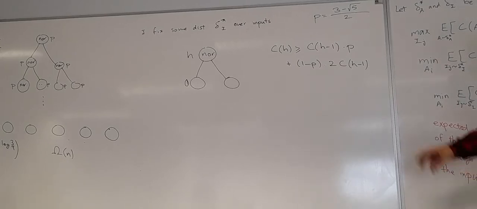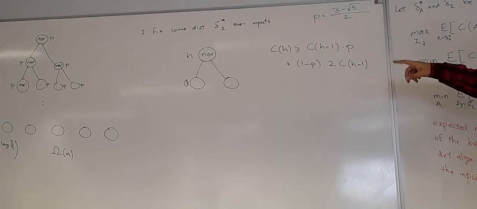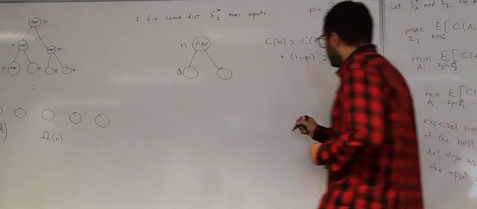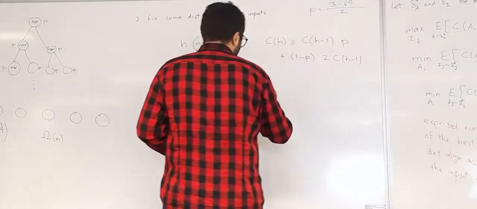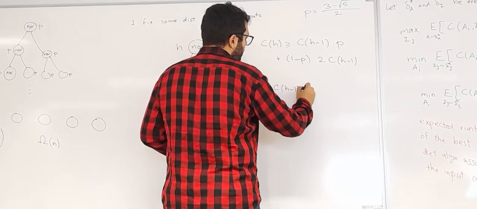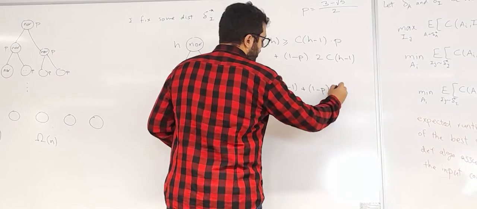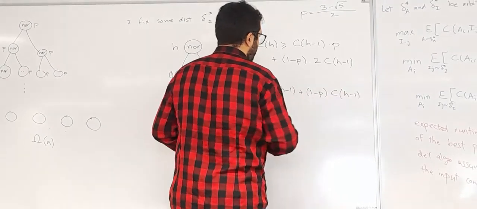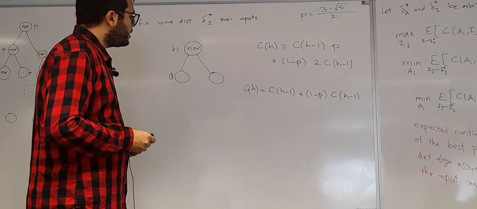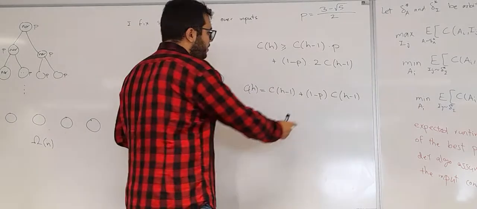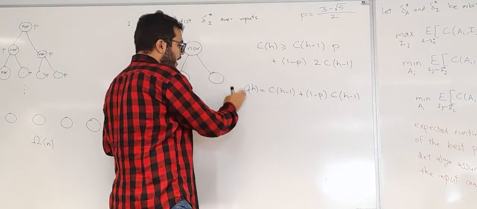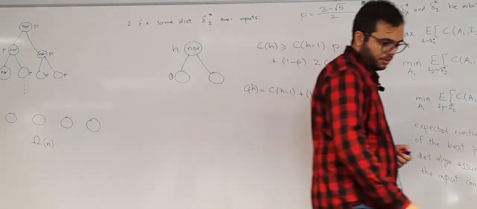With probability p, we just go one side. With probability 1 minus p, we go to the other side. But I can just write it like this, right? So I can say my cost for height h is just my cost for height h minus 1 plus 1 minus p times the cost for height h minus 1. Okay, now this is a nice recurrence, and actually we know the value of p, so you just put the value of p here and find the cost for every node.